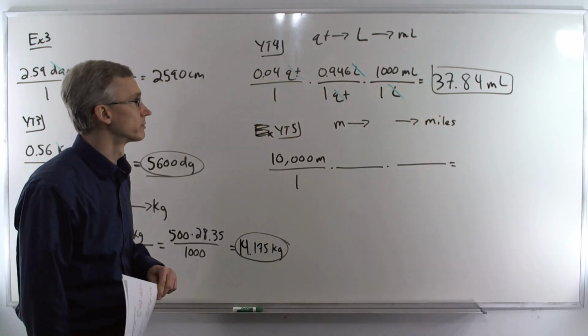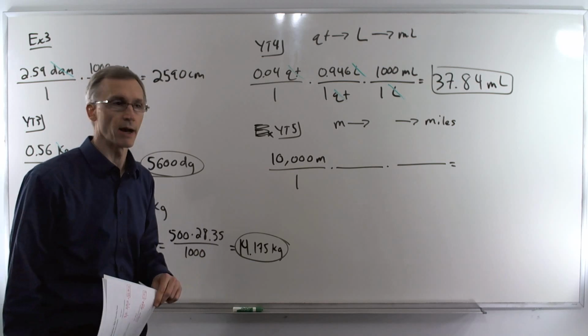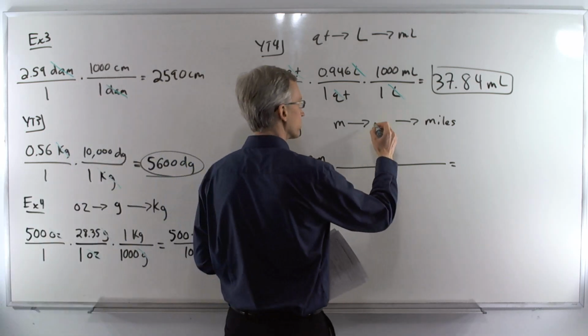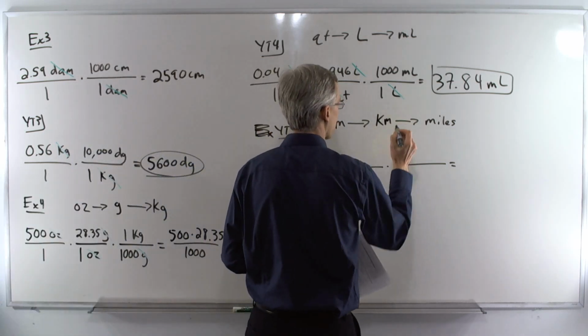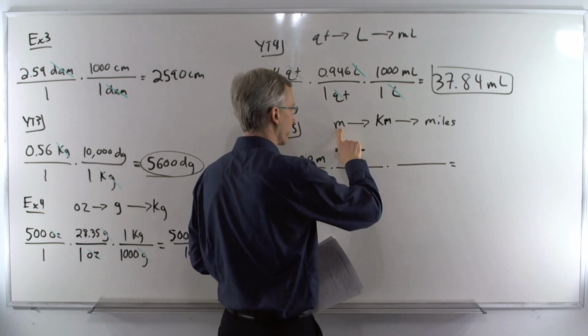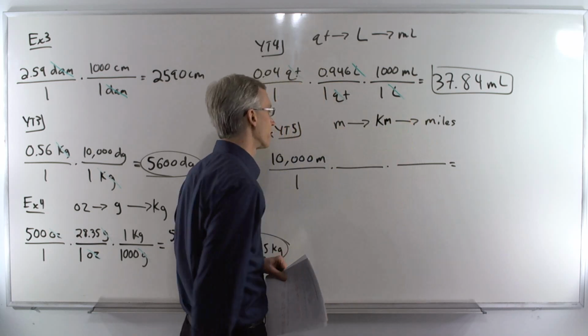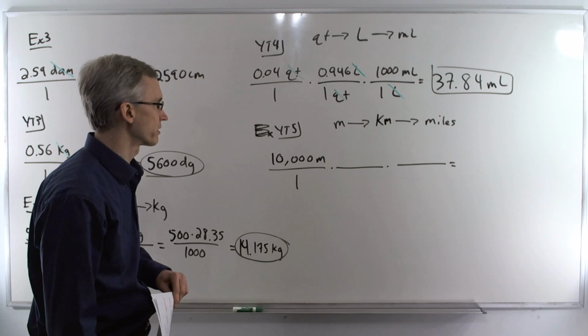So we're starting with meters. We want to get to something that's going to get us to miles. We know there's a conversion in the table between kilometers and miles, so we can go from meters to kilometers and kilometers to miles.